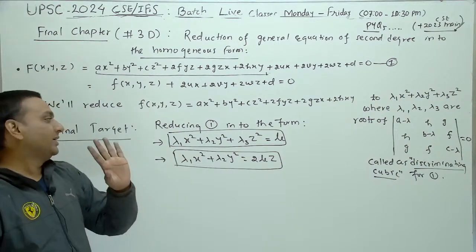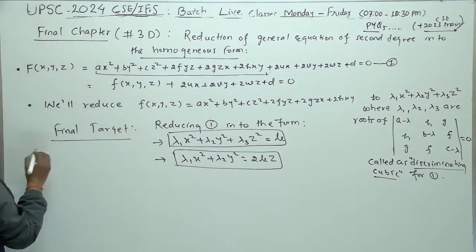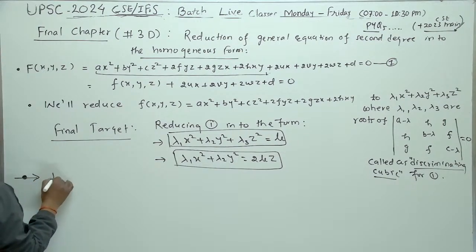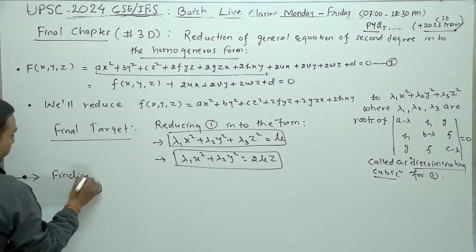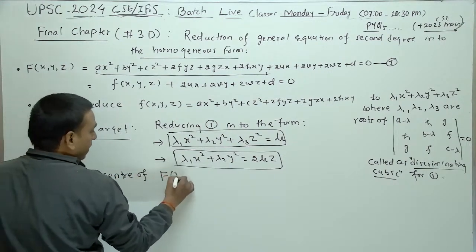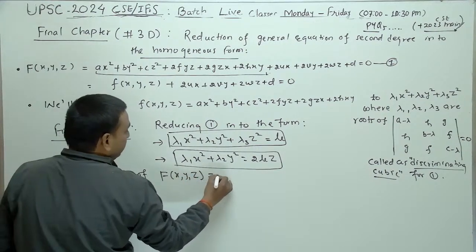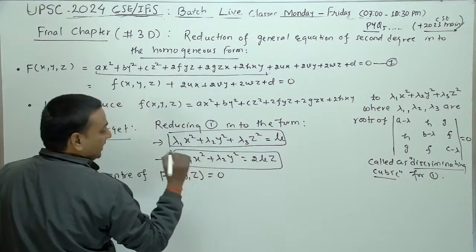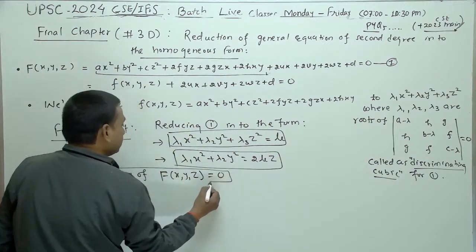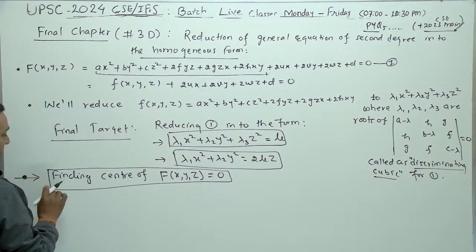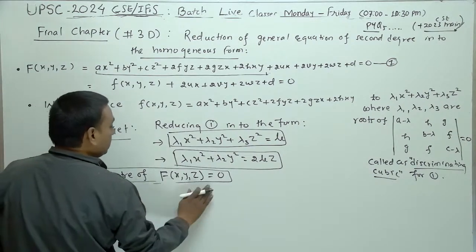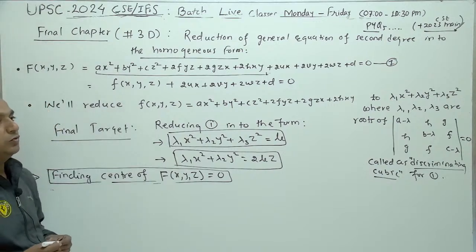Clear? Let's go. So the next point, look carefully, is finding the center of capital F of X, Y, Z equals to 0. Write this heading please. Let me write it first, then you write. Finding the center of this F of X, Y, Z equals to 0.